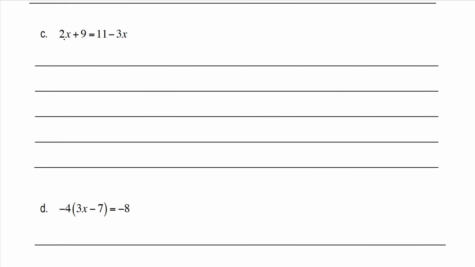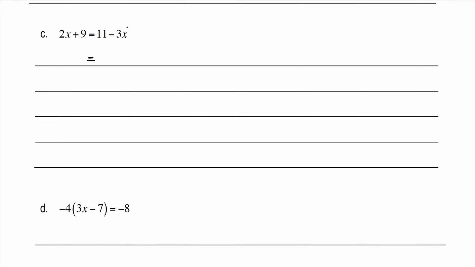Let's look at this one. Wonderful. So I have 2x plus 9 equals 11 minus 3x. I have to align my equal sign. Then I have to put all my x's on one side. So look at what options I have. I can either bring the 2x to this side, or I can bring the 3x to the left. Now, if I bring the 2x to here, I'm going to end up with negative x's. So that's why I'm going to bring the 3x to this side.